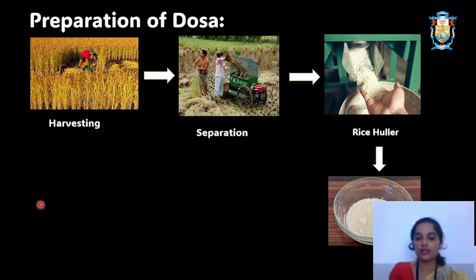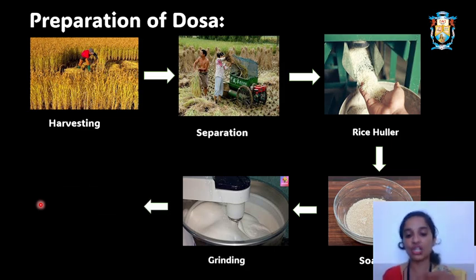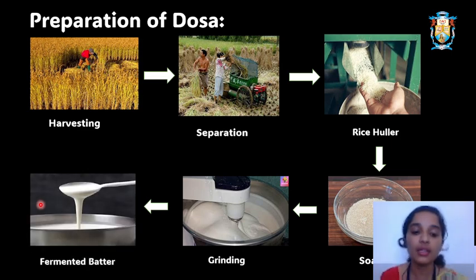Dehulling is done. Then to make dosa, we need to soak the rice. We can also use pulses, dal, along with the rice for soaking. Once it is soaked for 7 to 8 hours or overnight, it is ground. Grinding is done to get a batter. Once it is ground, we ferment it.